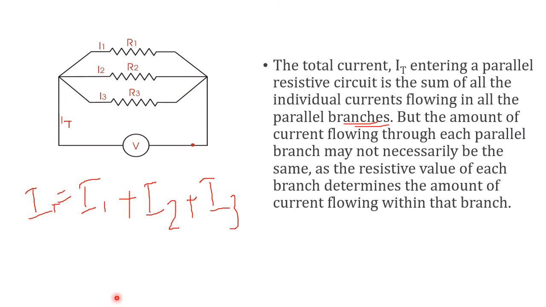Another important thing you have to note down is the resistance. Although the parallel combination has the same voltage across it, the resistances could be different. Therefore, the current flowing through each resistor would definitely be different as determined by Ohm's law.